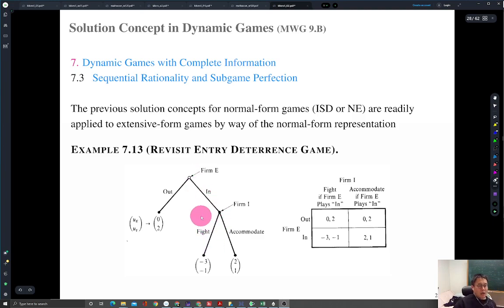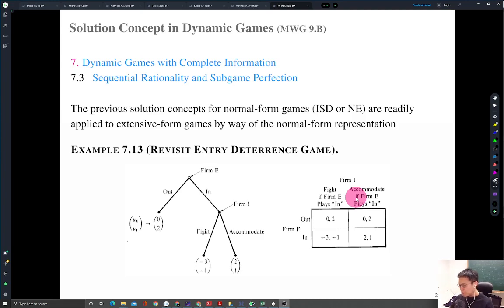And we also studied how to translate into normal form representation. And in the normal form representation, we needed to specify the number of players, the list of strategies, and the payoff from each possible outcome. All right. But every game can be put into normal form or into extensive form representation.